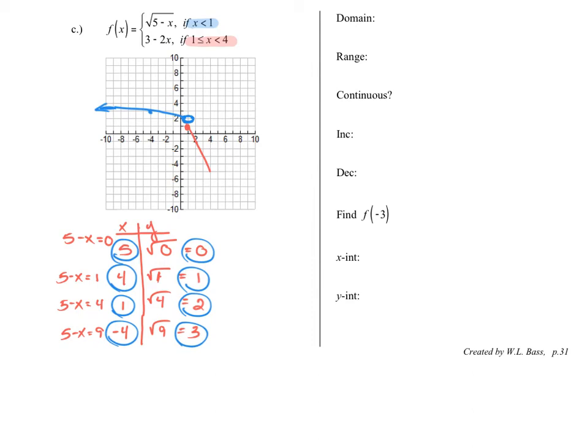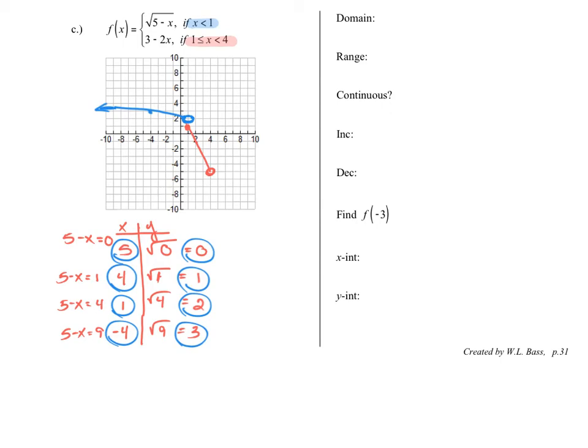And at x equals 4, I'm going to do 3 minus 8, where I have -5, and I'm going to give myself an open circle there. So what you can see here is that we have a slight little gap between our two pieces of our function. And that's going to be important for us when we answer our questions over here to the right.